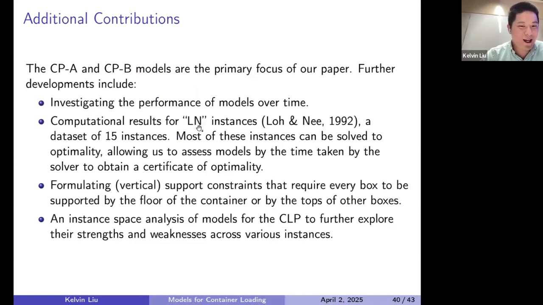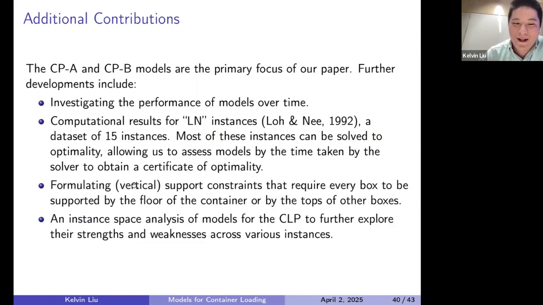For LN, we also consider the LN instances, which is a set of only 15 instances, so it's quite small. They were proposed a very long time ago in 1992, but I guess the more interesting thing about these instances is that most of them can actually be solved to optimality. So they are quite useful for allowing us to assess models, instead of by the best feasible solution we can find in a time limit, by how long it takes for the solver to find an optimal solution and obtain a certificate of optimality. So it's kind of a different problem from the airline instances, but that's also part of our analysis in the paper.